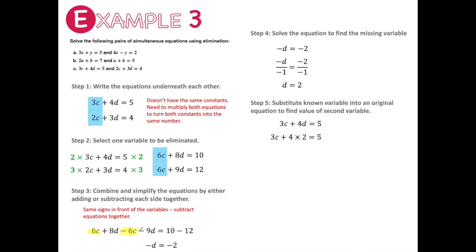So when I substitute my d equals 2 into that equation, it is going to be 3c plus 4 times 2 is equal to 5. So 3c plus 8 is equal to 5. 3c is equal to negative 3, divided by 3. So c is going to equal negative 1. So now that I've got a value for c and a value for d, I can write my final answer. So c is equal to negative 1 and d is equal to 2.